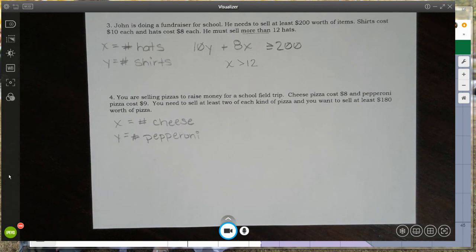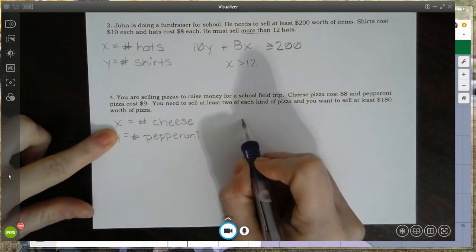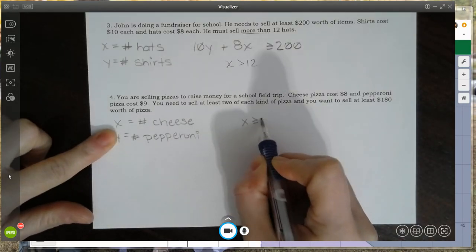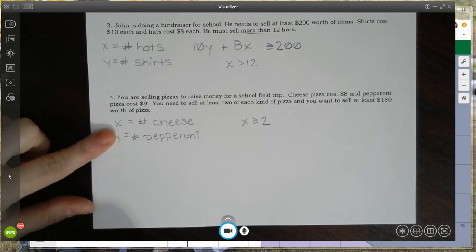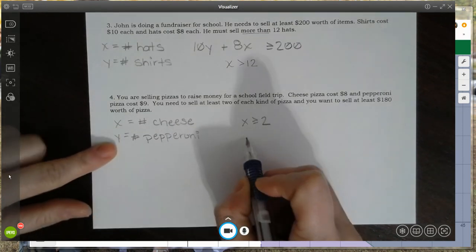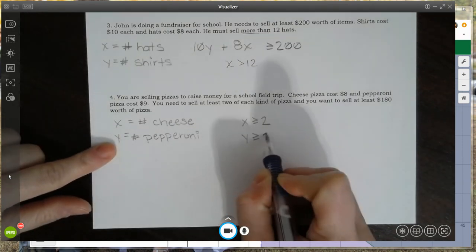So I have to sell at least 2 of each kind of pizza. So X has to be greater than or equal to 2. The number of cheese has to be bigger than or at least 2. It's going to be the exact same thing with Y.